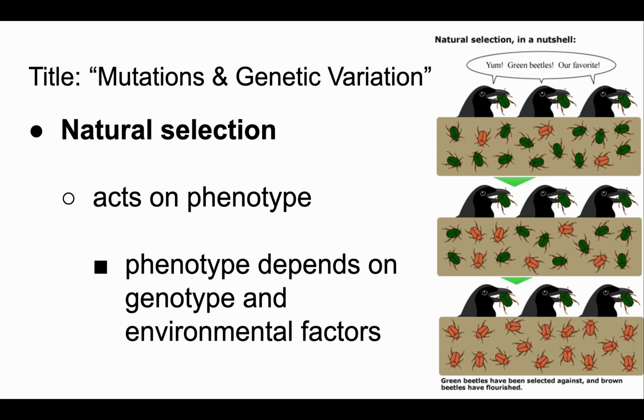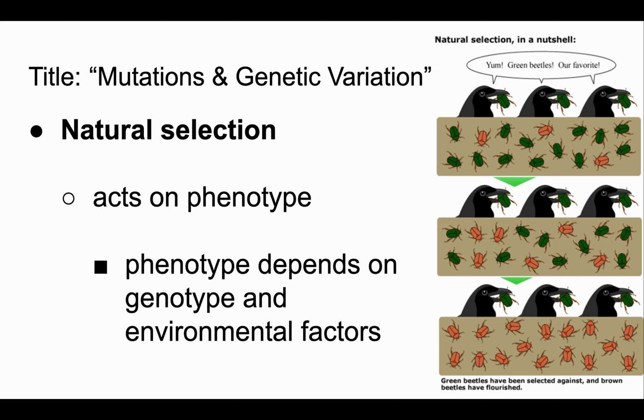So here we see two different phenotypes of beetles. We see a green beetle and what they're calling a brown beetle. I think it looks orange. So let's say these birds really like to eat the green beetles. That means the probability that a green beetle is going to survive to produce offspring is lower than the so-called brown beetle. So what we see over time is an increase in so-called brown beetles compared to green beetles.